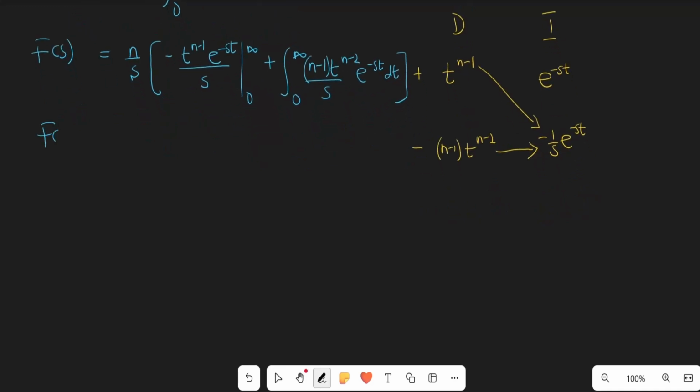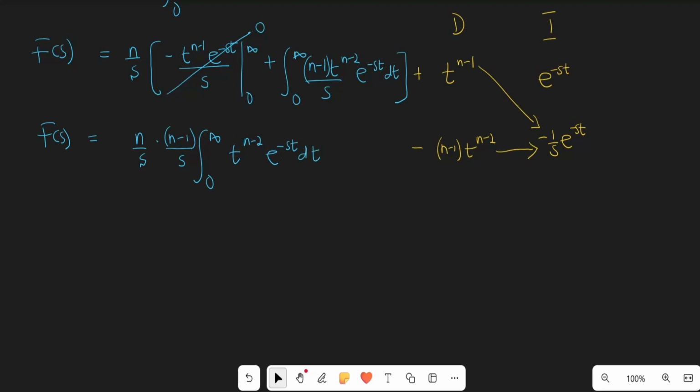Cool. So f of s is going to be equal to, so this one again, the limits will evaluate to 0 from L'Hopital's rule, right? So this one is going to evaluate to 0 again. We have done this before, we don't need to do it again. So that is going to be n over s, and now this is 0, and now we are going to multiply that one by this integral, and that integral is going to be n minus 1 over s outside, because they have nothing to do with t. The integral from 0 to infinity of t raised to the power n minus 2 e raised to the power negative st, and then dt.